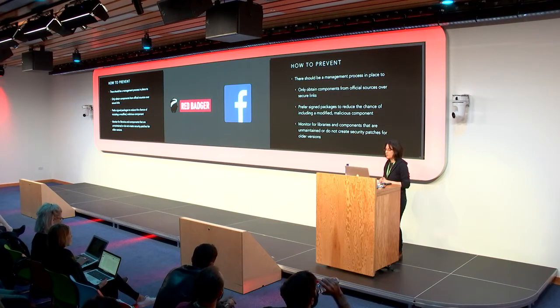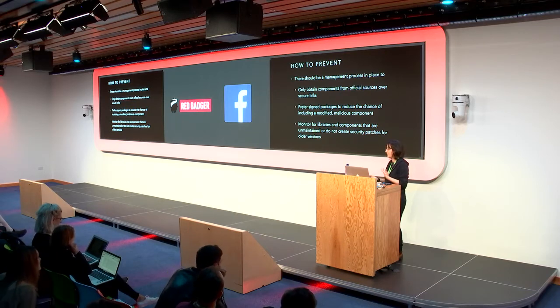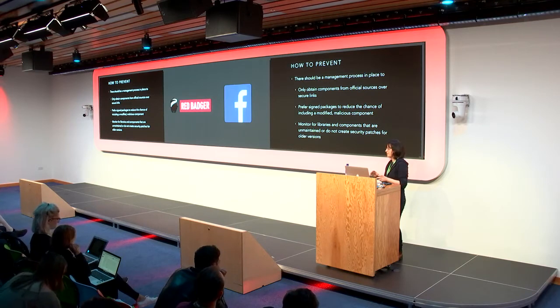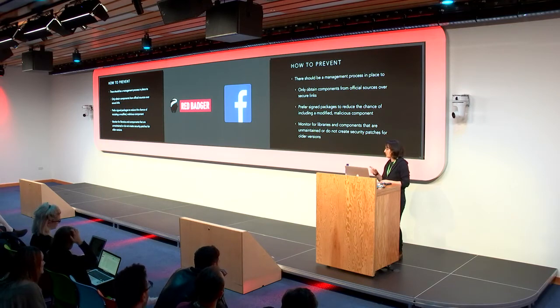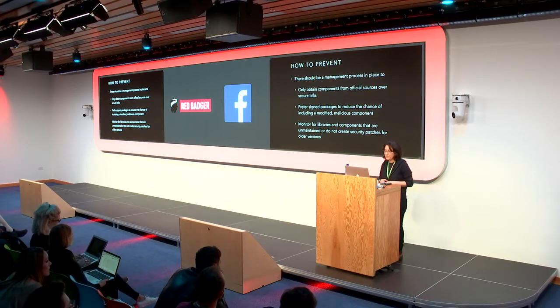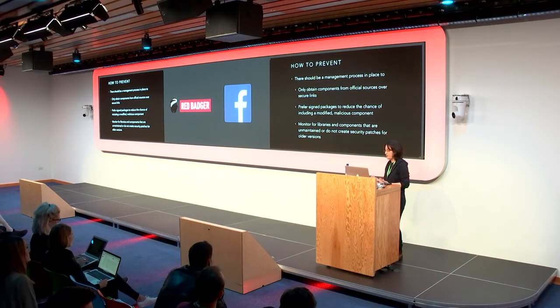You can also obtain components from official sources over secure links. For example, if you do npm add or yarn add, try not to make a typo. For example, if you do yarn add react, it can happen that you make a typo and type react with two e's, and probably that other package has vulnerabilities. Prefer signed packages to reduce the chance of including modified or malicious components. And also monitor for libraries and components that can be unmaintained, because in two or 3 years they're not maintained, so don't try to download those packages.